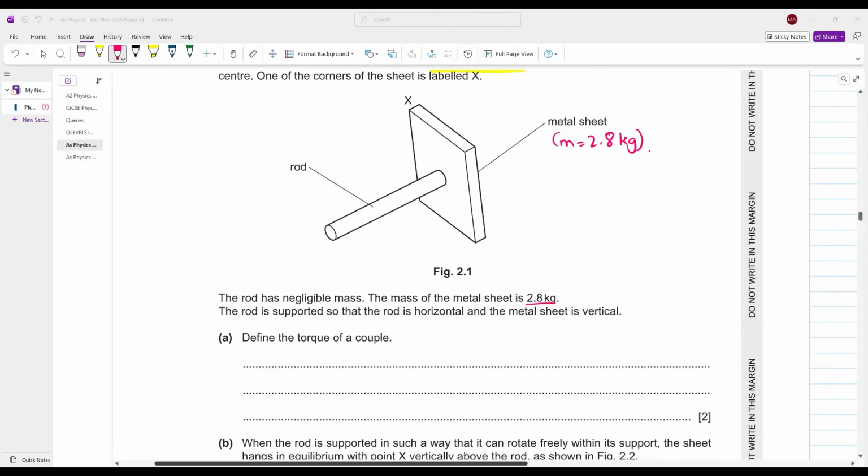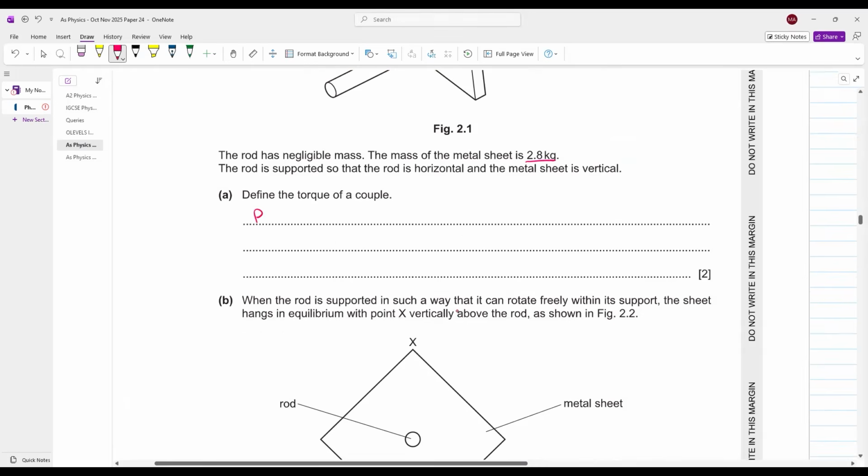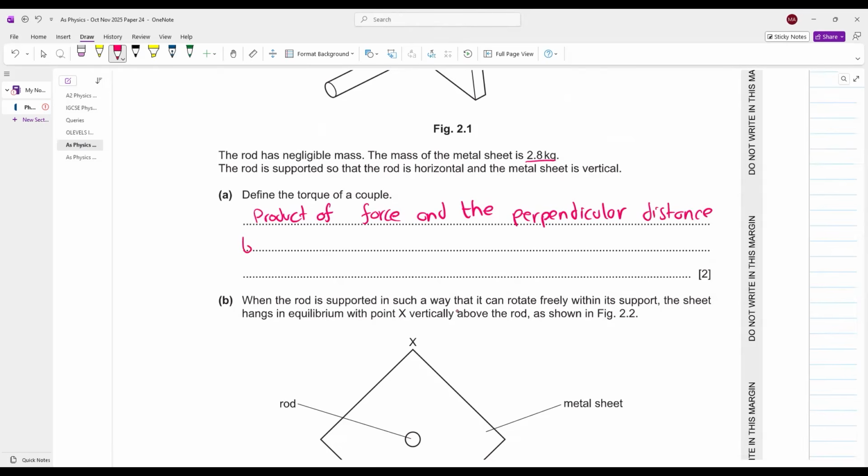Define the torque of a couple. बेटा, torque of a couple की क्या definition है? Product of force and the perpendicular distance between the two forces. You will say product of force and the perpendicular distance between the two forces. Simple. आगे बढ़ते हैं, बेटा, क्या लिखा हुआ है?